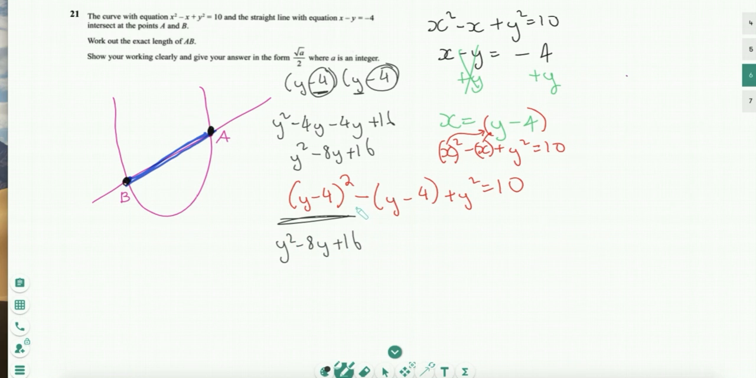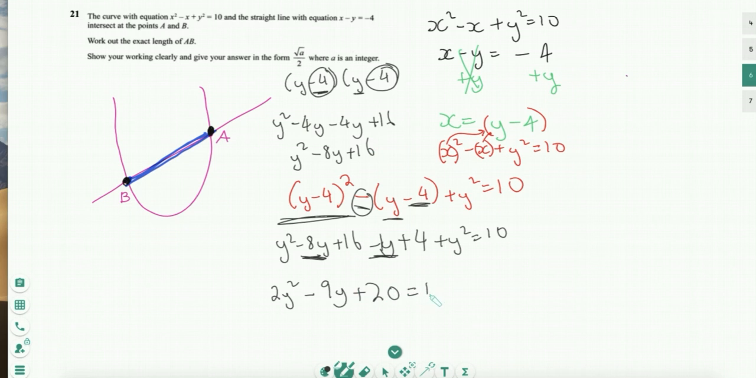Then we'll expand this. Minus y minus minus 4 will be positive 4, plus y squared equals 10. Let's keep on simplifying it. Y squared plus y squared is 2y squared. Minus 8y minus another y. Well, minus y means minus 1y. So minus 8 minus 1 is minus 9y. And then plus 16 plus 4 is positive 20 equals 10.